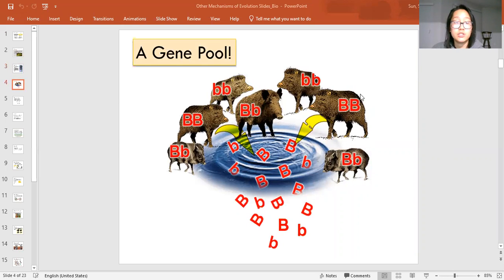Another example here of a gene pool is that these are some wild pigs.